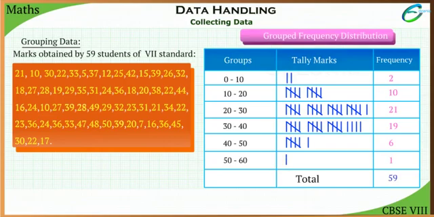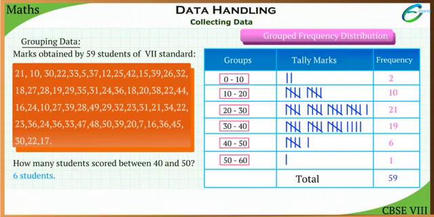Now looking at the table, can you tell me how many students scored between 40 and 50? Yes, 6 students. Using grouped frequency distribution, it is easy to interpret the data even though the data is too long. Each of the groups 0 to 10, 10 to 20, and so on is called a class interval.